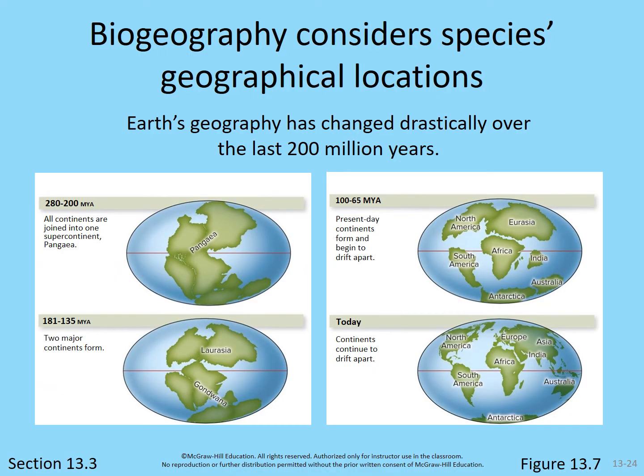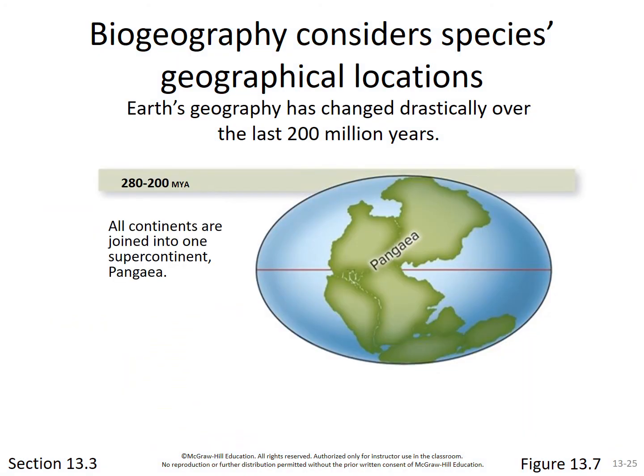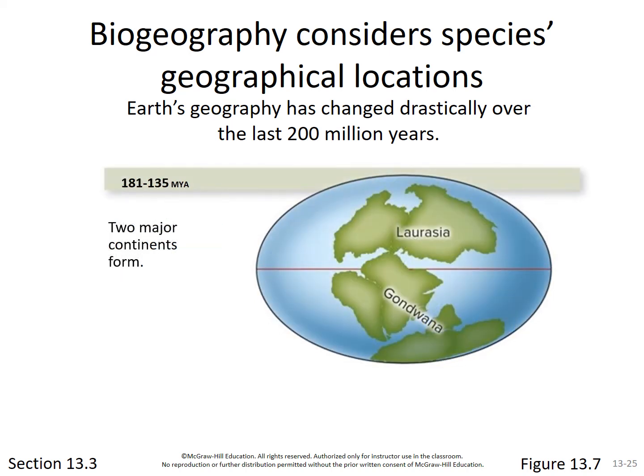Now, biogeography is something that's going to consider species' geographical locations, and as it turns out, the Earth's geography has changed drastically over the last 200 million years. So, all of the continents used to be joined into one supercontinent, Pangaea, about 280 to 200 million years ago. About 181 to 135 million years ago, you had the formation of two major continents, Laurasia and Gondwana. And this is a result of the tectonic plates starting to move apart from one another.